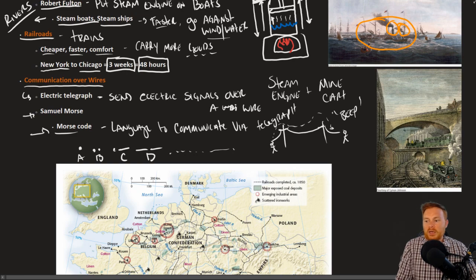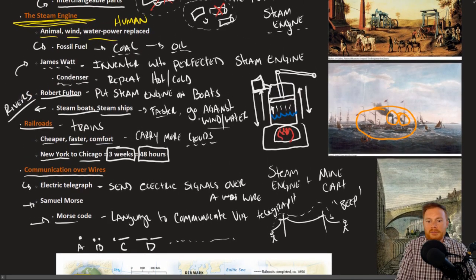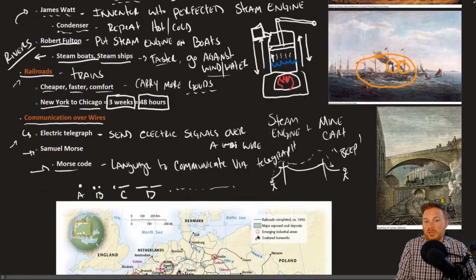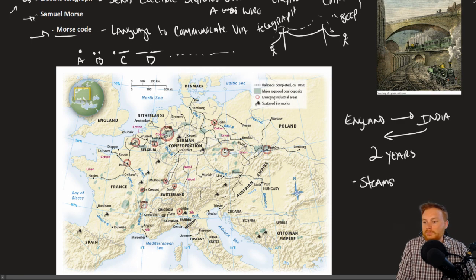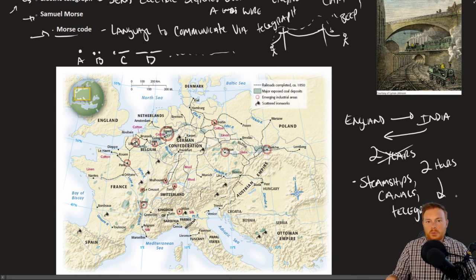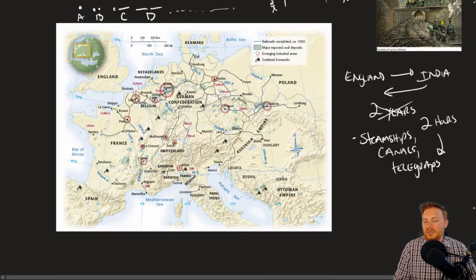So when you look at all these technological innovations combined together, first starting off with the steam engine, then the steamboat, then the railroad, then the telegraph wire, transportation and communication significantly improved. So for example, from England to India and then back to England again, that could take 2 years, right? Now, with the help of something like steamships, canal building, and then telegraphs, that was cut down to not 2 years, but about 2 hours, right? Especially with telegraphs. So the Industrial Revolution has the effect of making the world, in a sense, though not physically, but certainly conceptually, a much smaller place.